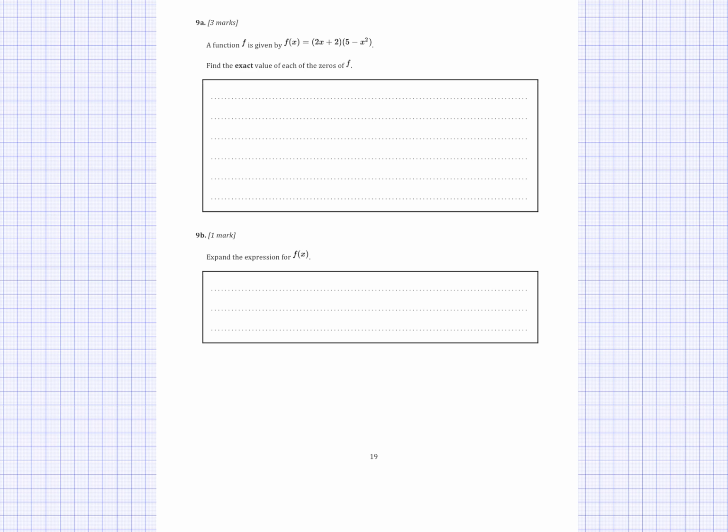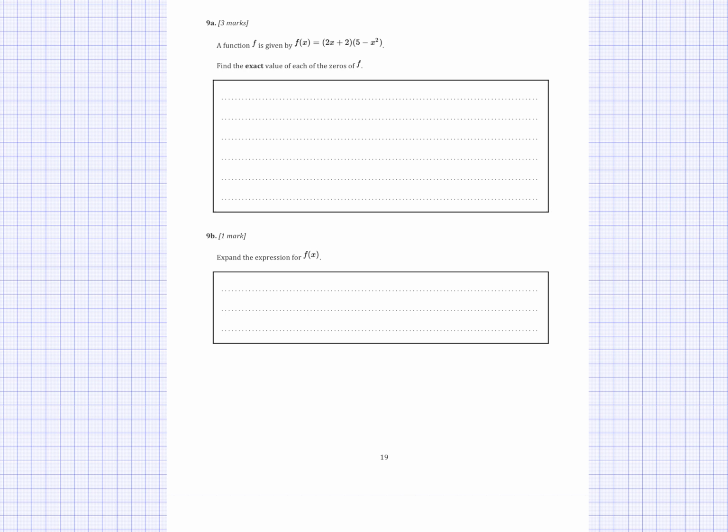Okay, here we go on the last question then. So we've got this function of x, and what it's looking for is the exact value of each of the zeros of f. Wording is a little strange, I admit that. Essentially what we're looking for are where f of x equals 0. So we want f of x to equal 0, or where we have the roots of our equation.